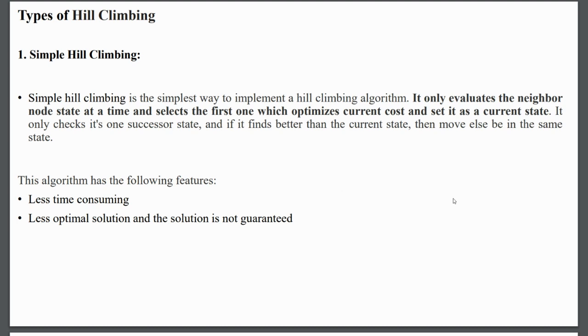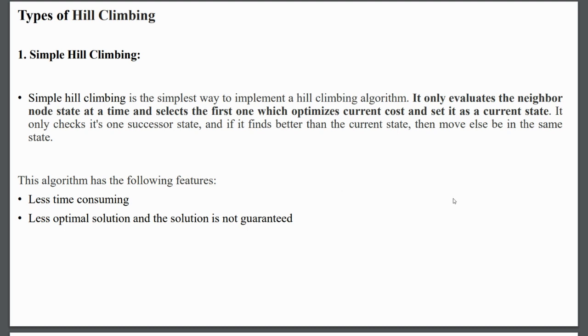These are the main types of hill climbing: simple hill climbing, steepest ascent hill climbing, stochastic hill climbing, and simulated annealing hill climbing. So let's jump on to the simple hill climbing algorithm.